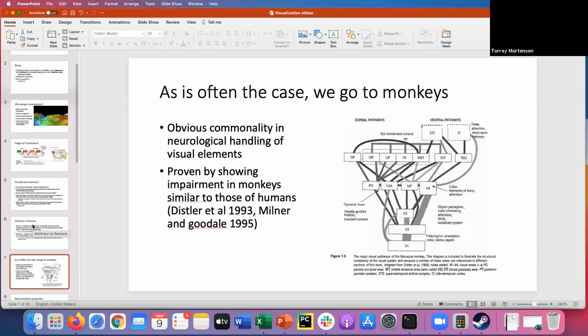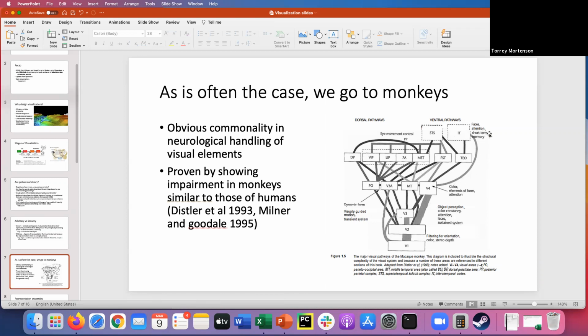As is often the case, we go to monkeys to prove things in psychology. So one of the things that's been shown by a lot of different studies, so impairment in monkeys, similar to those of humans, there's been research where they look at brain damage to different areas of the brain, where it affects how you perceive images. In particular, it is V4 right over here. This is usually where, if you have brain damage there, you will have visualization issues. And that is common in monkeys as well.